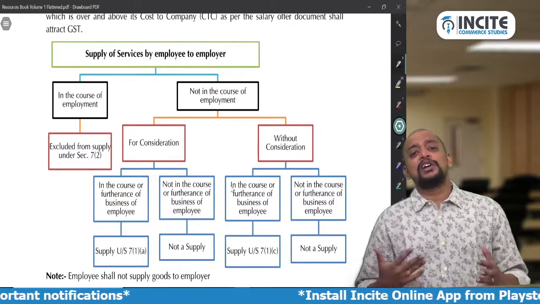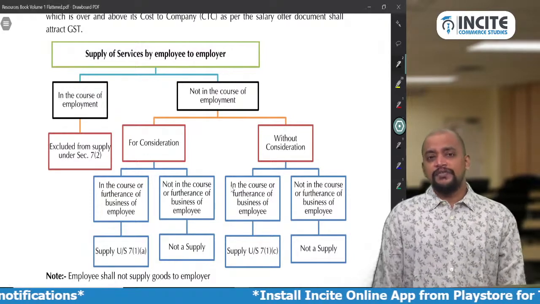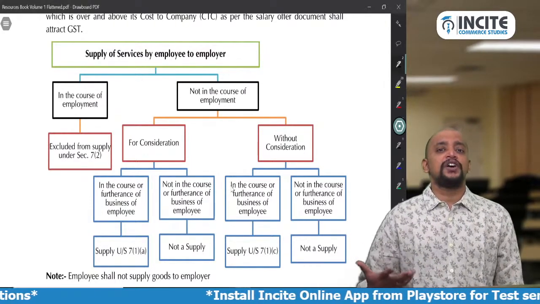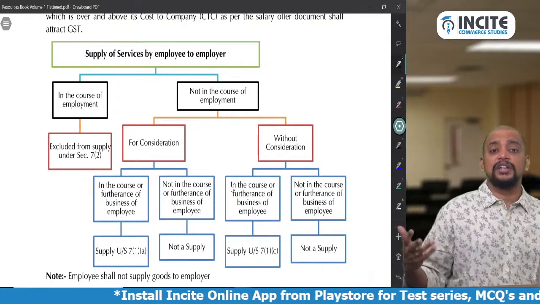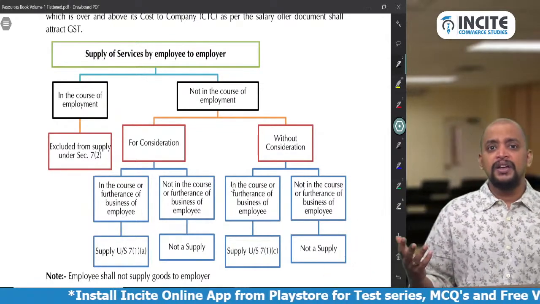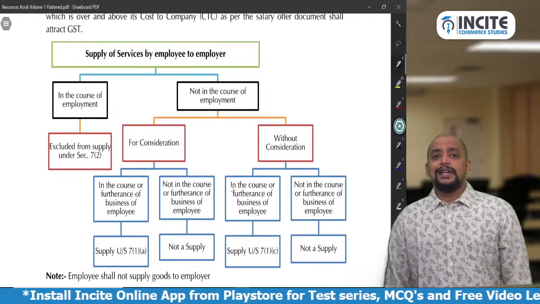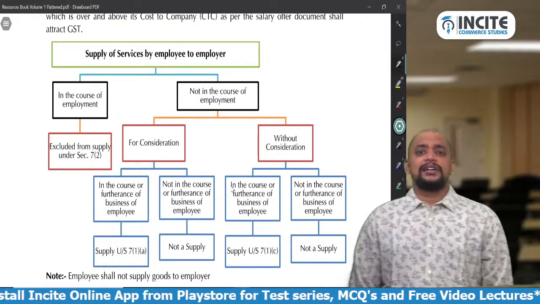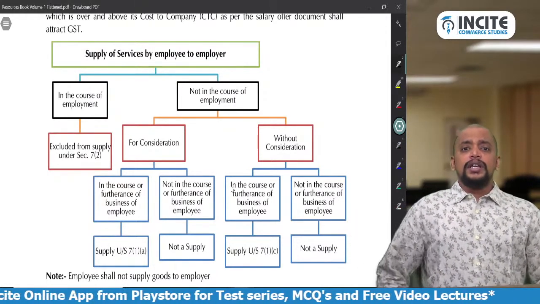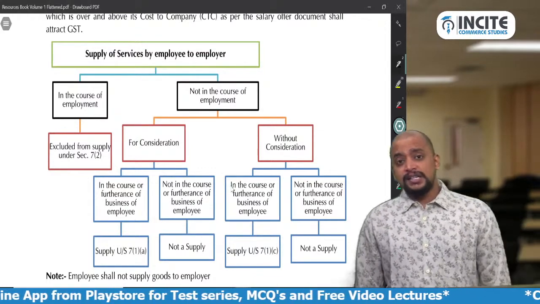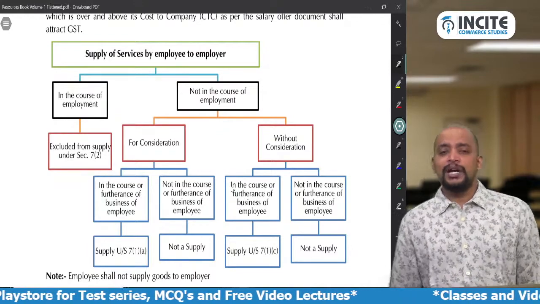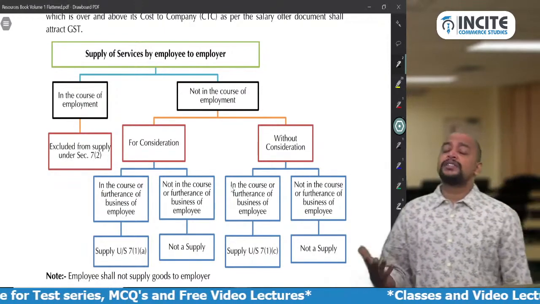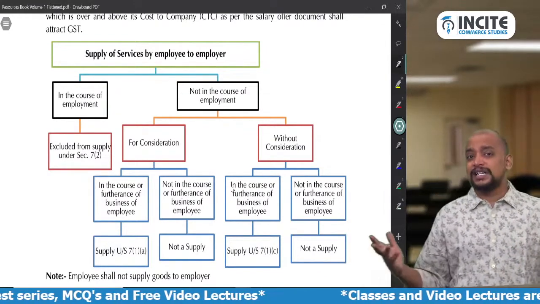Sir, what is the meaning of course of employment? Course of employment means as per the terms of the employment contract, he needs to render those services, and he rendered them. That is the meaning of course of employment. For example, there is a chartered accountant who is employed as finance manager for a salary of 1 lakh per month. So that will be excluded from supply. That 1 lakh per month is excluded from supply.